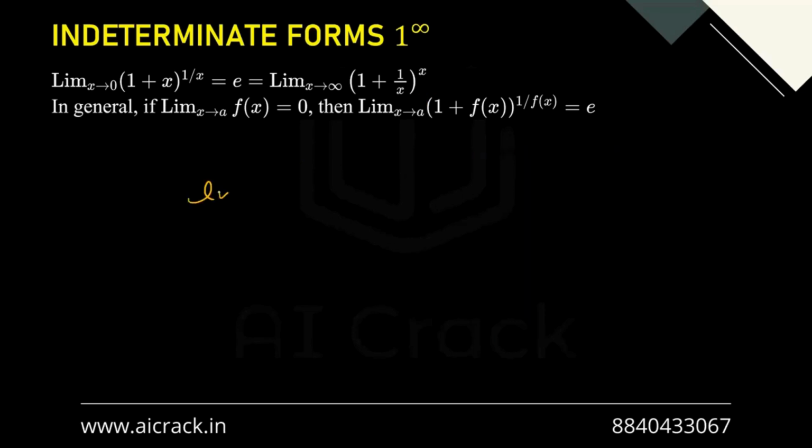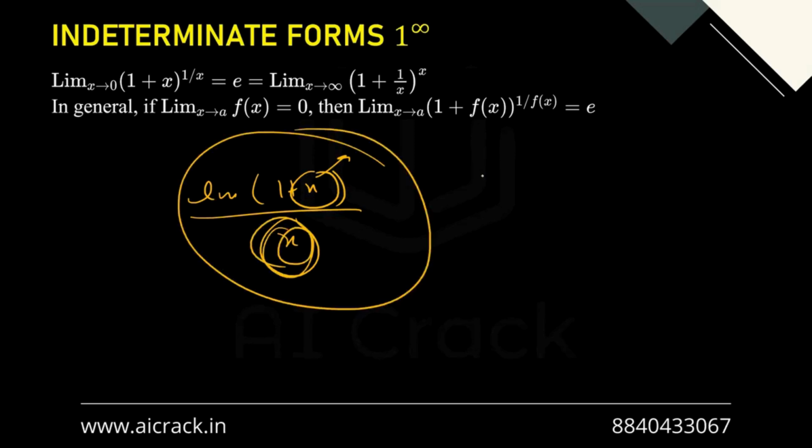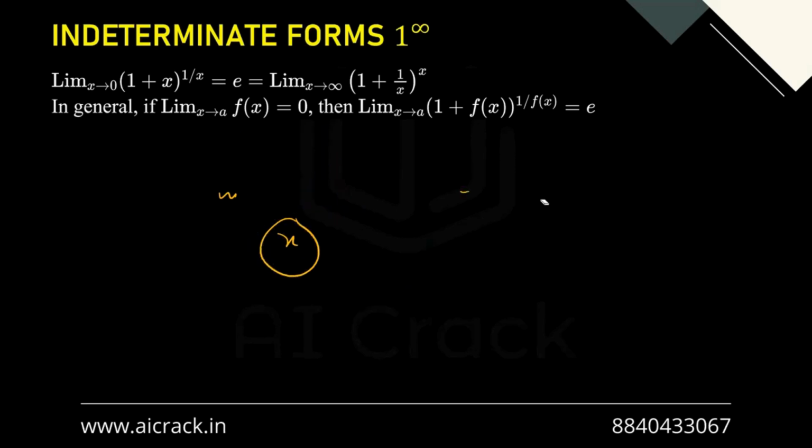Remember, when we talked about the standard limit ln of 1 plus x divided by x, this x meant anything. Anything which goes to 0, as long as it is present over here and here, this result would yield 1 as the answer, right? Similarly over here, as long as we have (1 plus f(x)) raised power 1 by f(x), and f(x) approaches 0 when x is approaching a, in that case, this result would yield e. Now let's see how this comes out to be e.